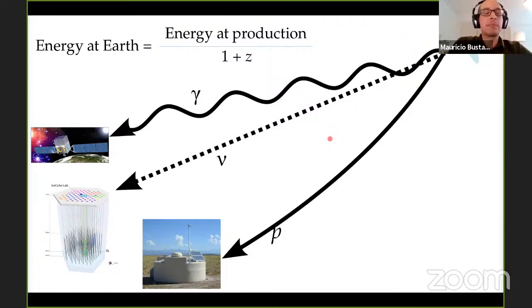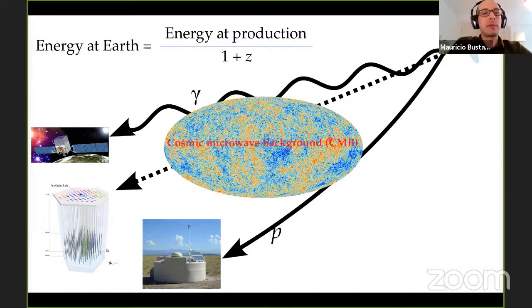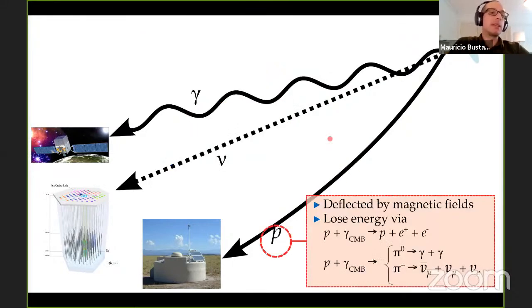Not only that, these particles are not propagating in vacuum. As you've heard, these particles are propagated in cosmic photon backgrounds, in particular the cosmic microwave background. And that means that, first, the protons are deflected by magnetic fields that exist between the sources and the Milky Way. Assuming these sources are extragalactic, there are extragalactic magnetic fields of order of possibly nanogauss, and galactic magnetic fields inside the Milky Way that are a bit higher, in the microgauss range, that deflect the path of the proton.